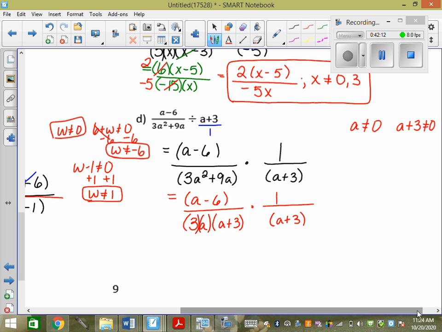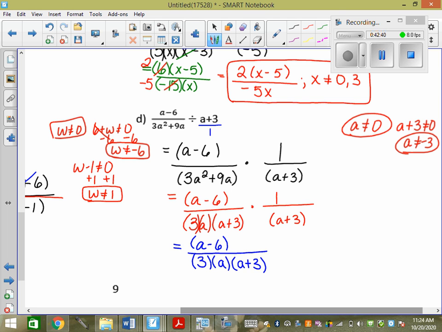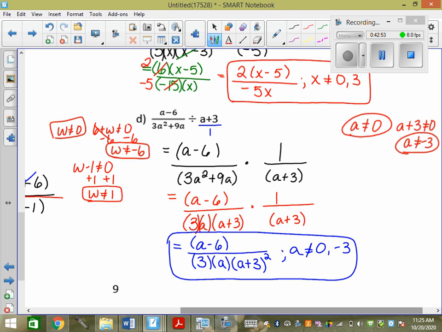The rest are just numbers. So A cannot equal negative 3 and 0. Now this is where people err. They think the A plus 3's can cancel off. Can the A plus 3's cancel? No, because they're both in the denominator. So it's going to be A minus 6 times 1 in the top, so just A minus 6. And in the bottom I have 3 and an A. And then instead of writing A plus 3 times A plus 3, I can write A plus 3 squared. A cannot equal 0 or negative 3. So make sure that you don't cancel two in the bottom.